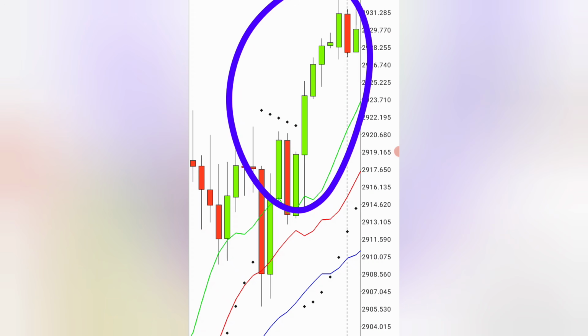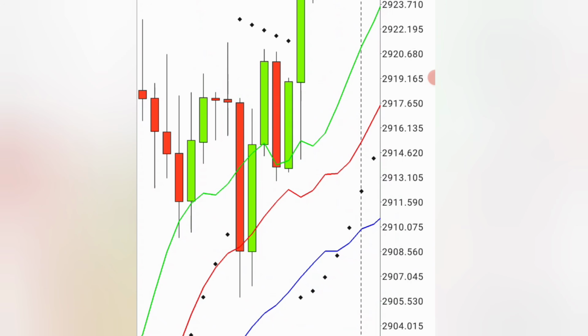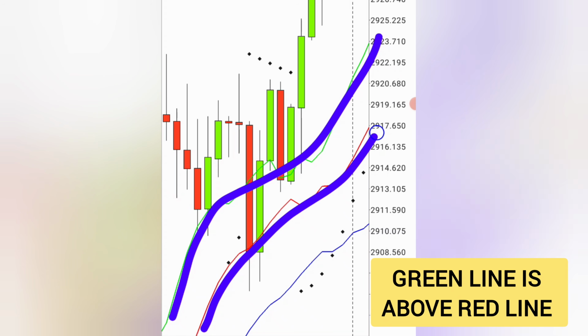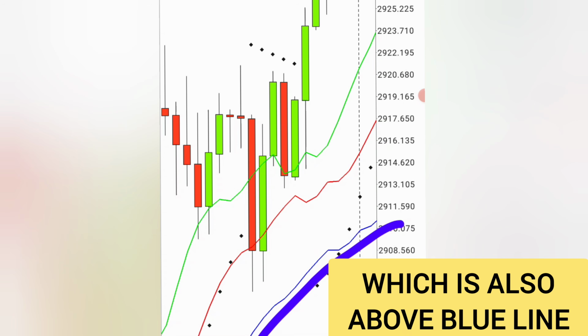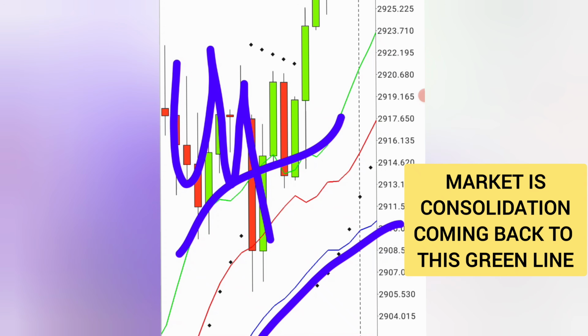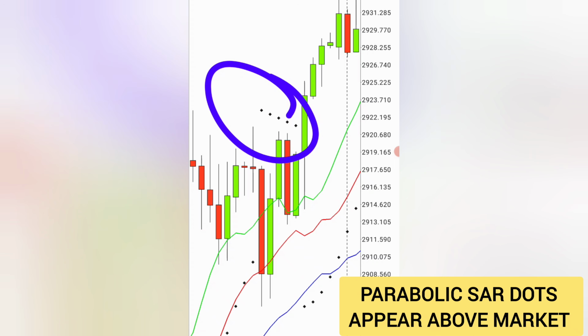So let's start with this trade, which some people would call the worst trade, but with this strategy, it will tell you exactly when to exit and also exactly when to put your stop loss. So you can see the green line is above the red line, which is also above the blue line, and then right here you can see that the market is consolidating, coming back to this green line, which is where you start to see the Parabolic SAR dots starting to appear above the market.